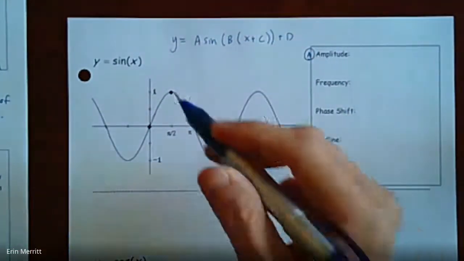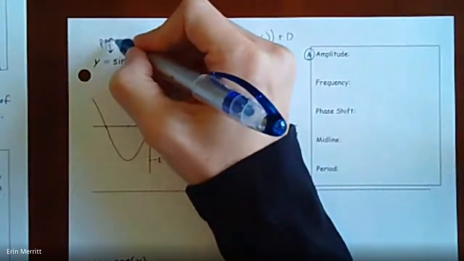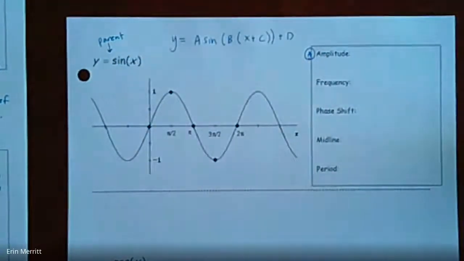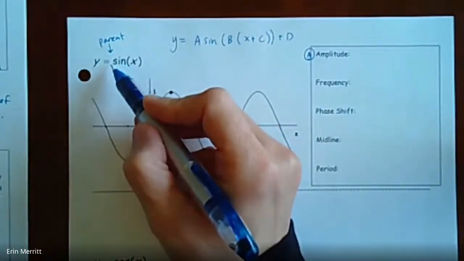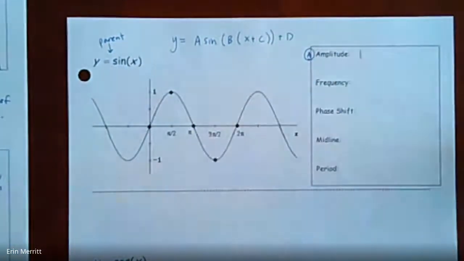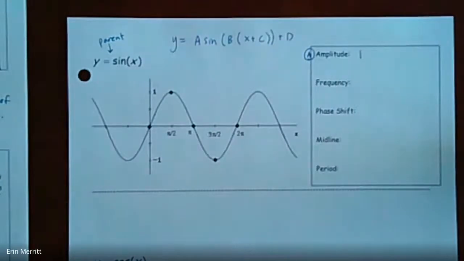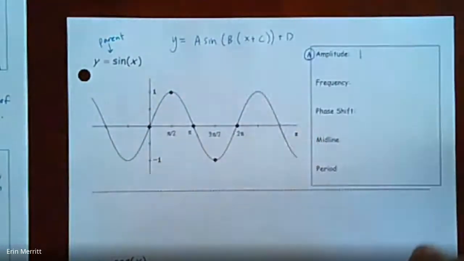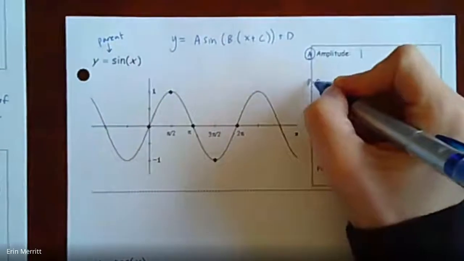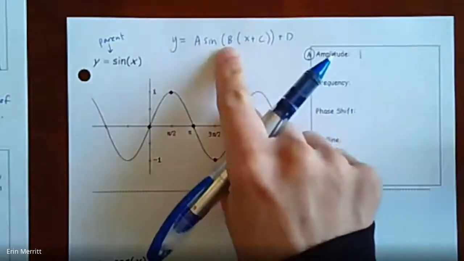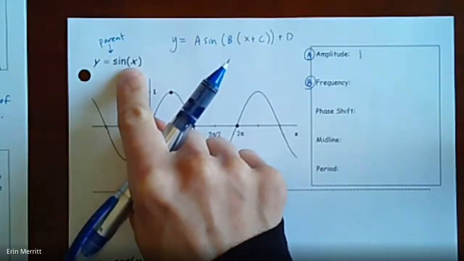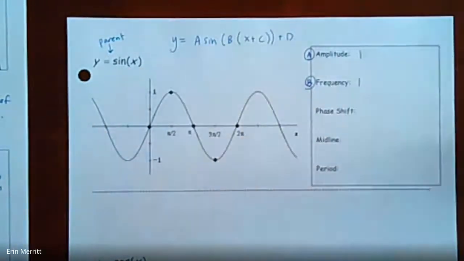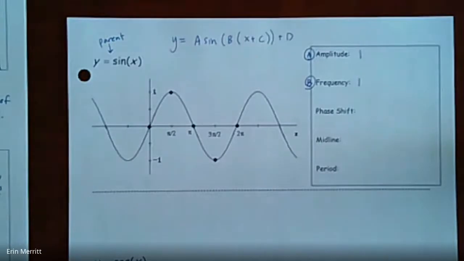So for this parent function, the most basic sine curve that we could possibly have, the amplitude, if I don't see a number there, is just simply 1. And what we'll come to realize is that it affects how far up and down the graph is going to go. All right, the b value or the frequency, that's the number in front of the x. Again, that's just a 1 right there. So that means that we see one cycle from 0 to 2 pi.